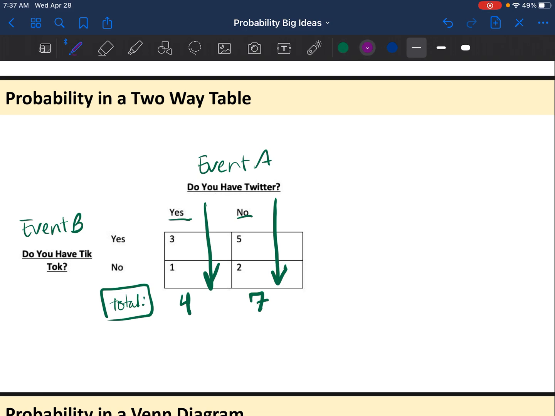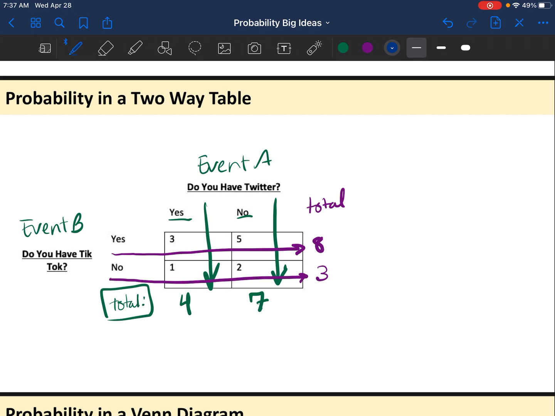So now let's look at, do you have TikTok, event B? How many people have answered yes, I have TikTok? So here I'm going to read horizontally. I have 8, I'm going to put total, 8 people have a TikTok. How many people do not have TikTok? That's no. 3 students do not have TikTok.